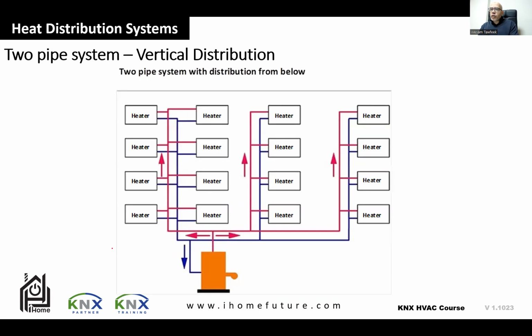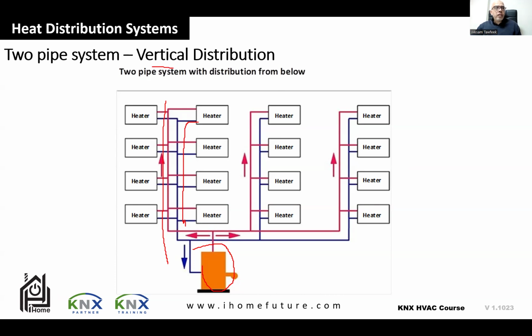There is a lot of variation of the two-pipe system. You have the vertical variation, where the boiler is located below, and then water is distributed from below to above. You can see here that hot water comes first above, one by one, and then cold water gets down. This is what we call the two-pipe system with distribution from below. This is the vertical distribution system.